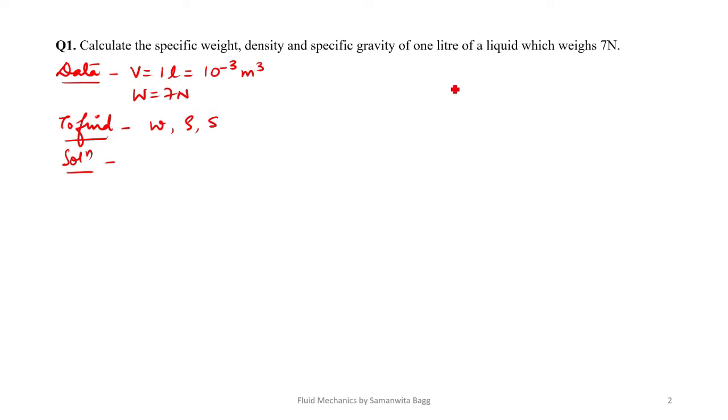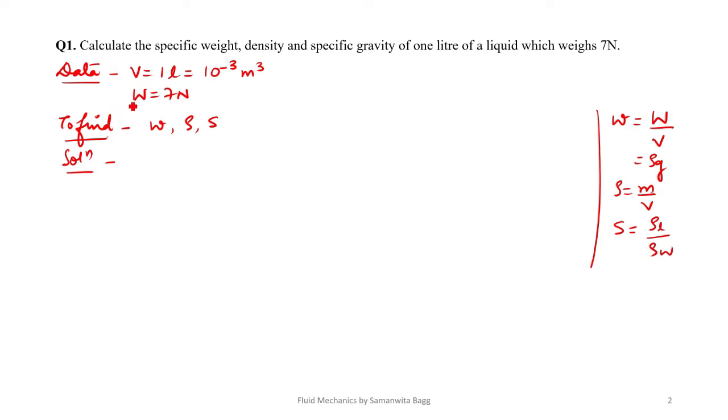Now we'll first talk about the formulas that we have already discussed. We know small w is capital W upon V. It is also equal to rho g. For rho, the formula is m upon v, and for specific gravity, we know it is rho of a particular liquid upon rho of water.